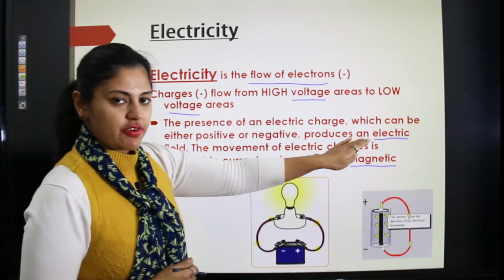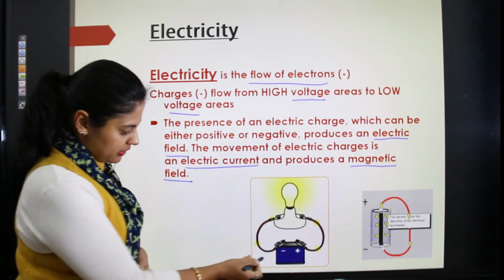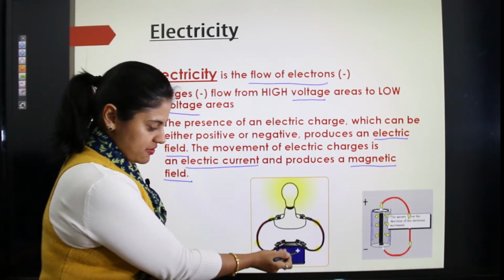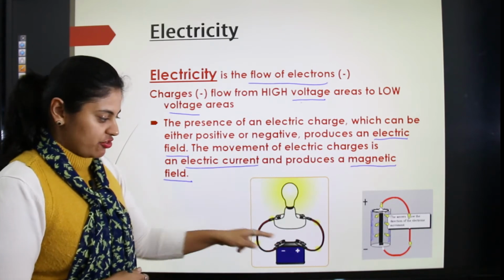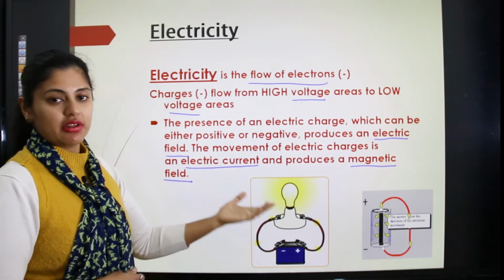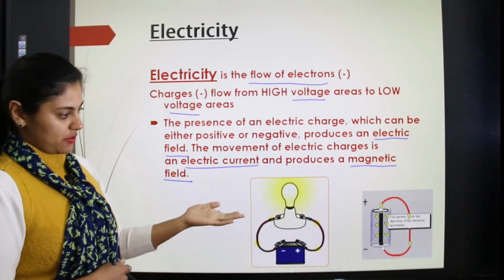Where there is an electric field, there is a magnetic field as well. So you can see here, there is a negative charge and there is a positive charge. These are the two different ends of the battery which are connected with each other, and the bulb will glow because there is the formation of electricity in this one.